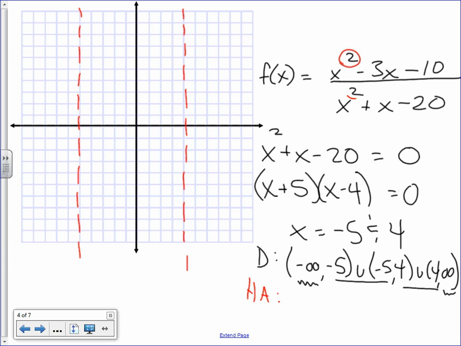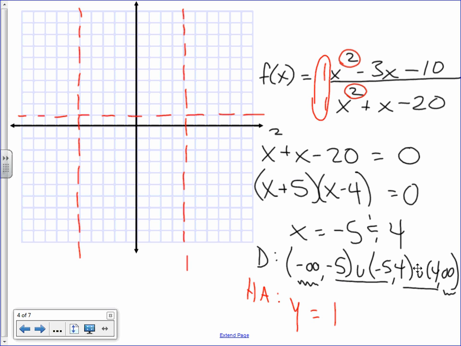The horizontal asymptote, when we are identifying the horizontal asymptote, we are looking for the degrees of the numerator and denominator. In this instance, the degrees are exactly the same. So our horizontal asymptote is the ratio of leading coefficients. In this case, 1/1, which is 1. So we have our horizontal asymptote at y equals 1.